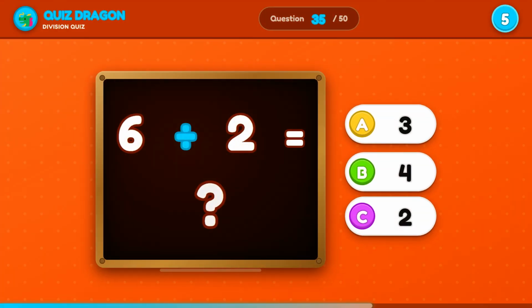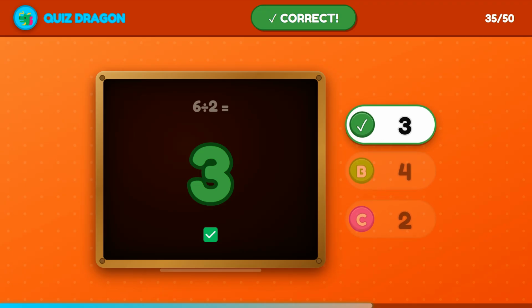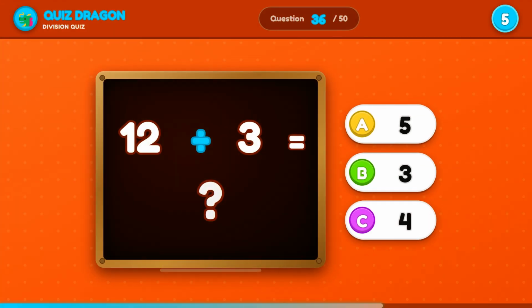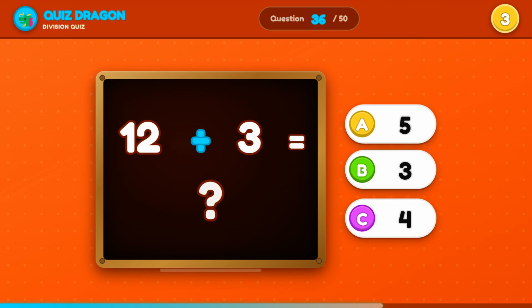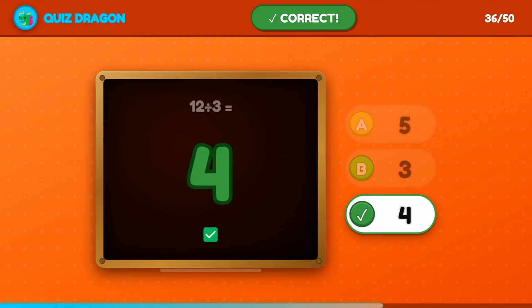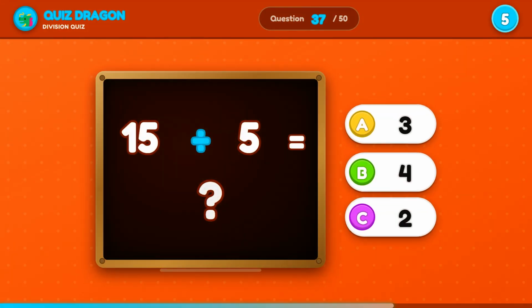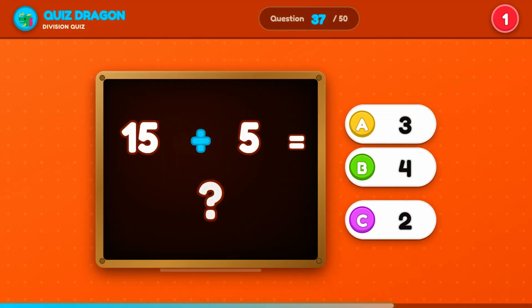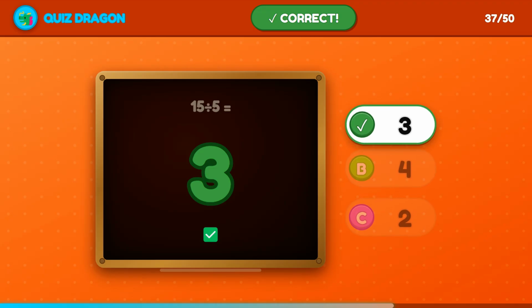Question 35. What is 6 divided by 2? The correct answer is A, 3. Question 36. What is 12 divided by 3? The correct answer is C, 4. Question 37. What is 15 divided by 5? The correct answer is A, 3.